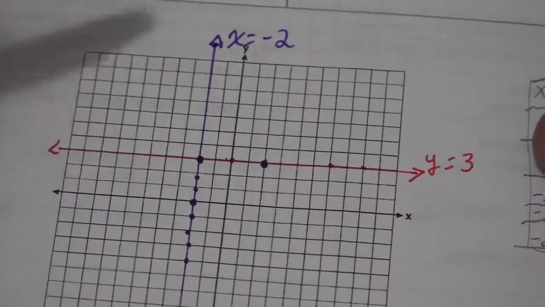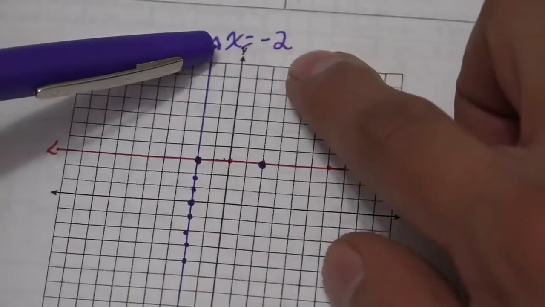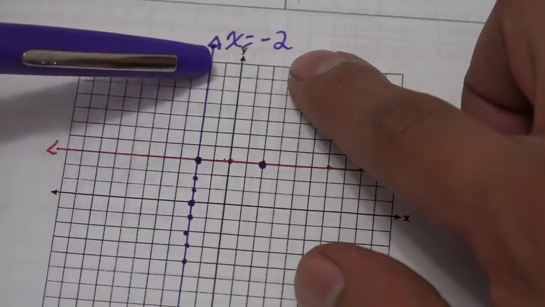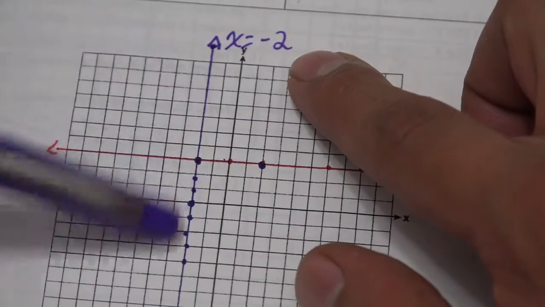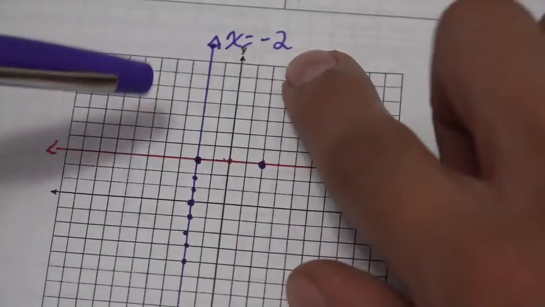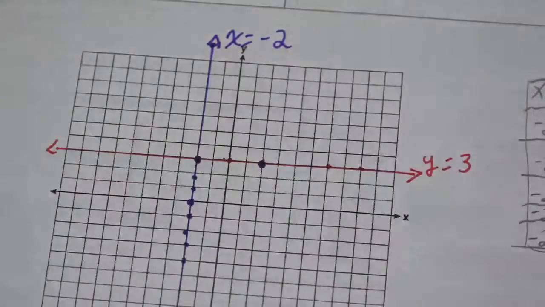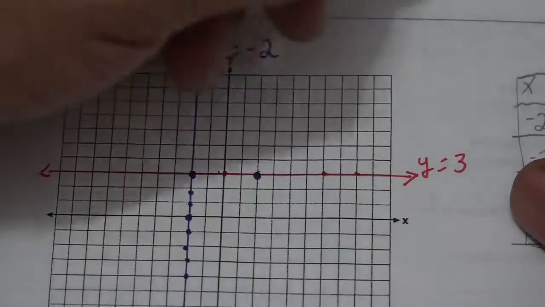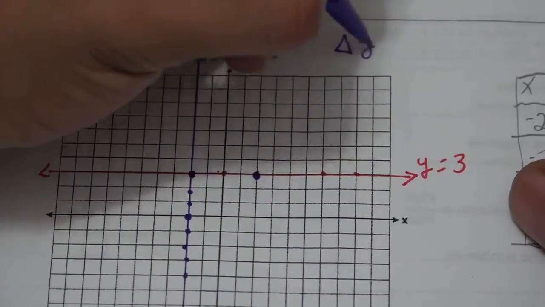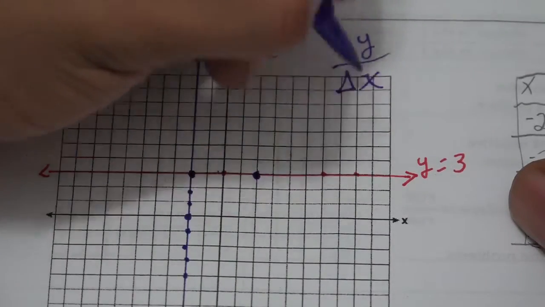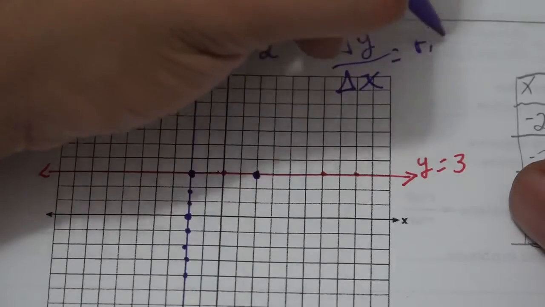Now let's talk about slope. On the graph of x equals -2, you see that the graph is a vertical line, so it goes up and down. Therefore, we know that the slope is defined as the change in y over change in x, or rise over run.